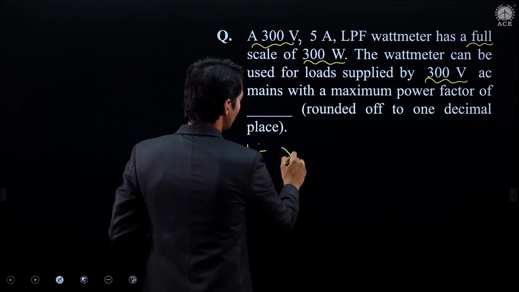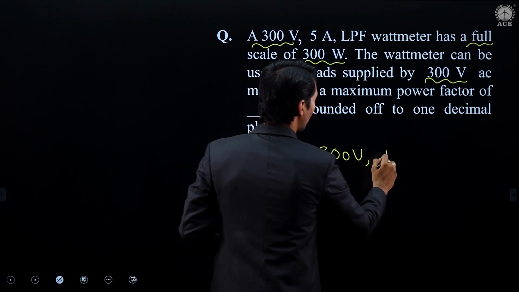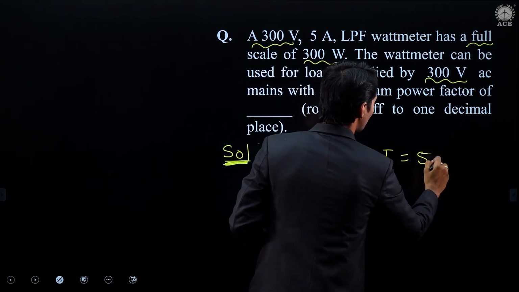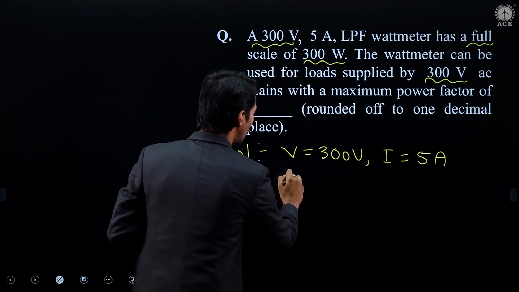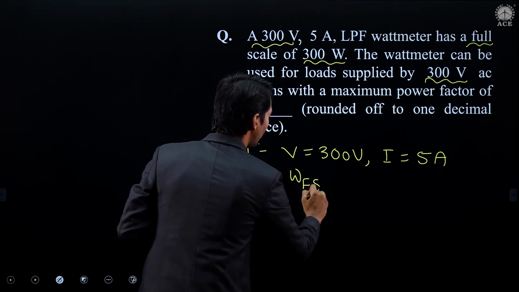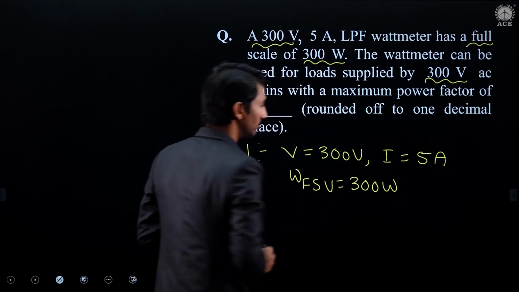Voltage is 300 volt. Current is 5 amperes, right? Now, what is the full scale value? The full scale value of W is 300 watt.